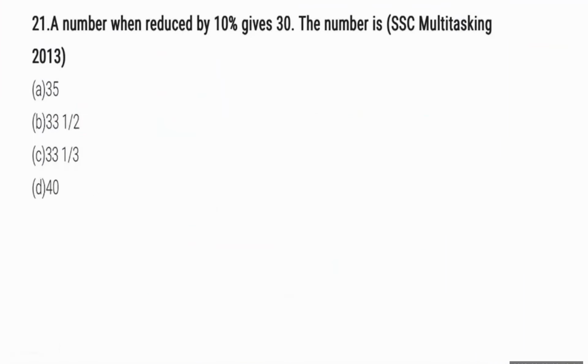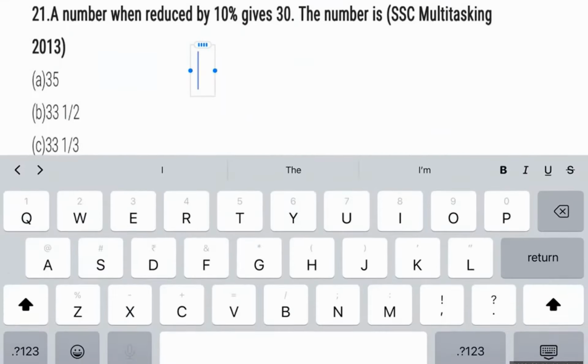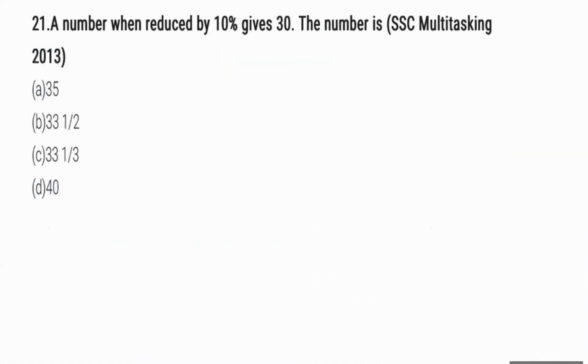Okay, question. A number when reduced by 10% gives 30. Take the number to be the unknown. When the number is reduced by 10%, we get 30. So 10% reduced means the number is 100%, sorry, the 10% is being reduced.